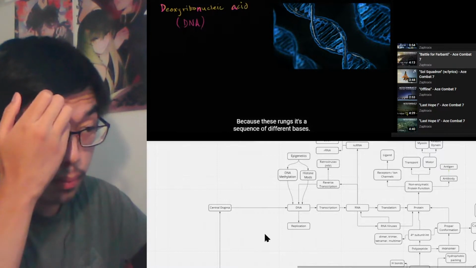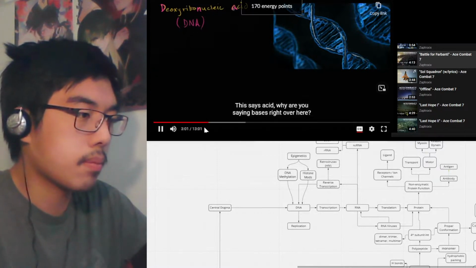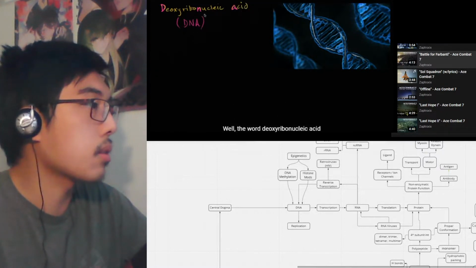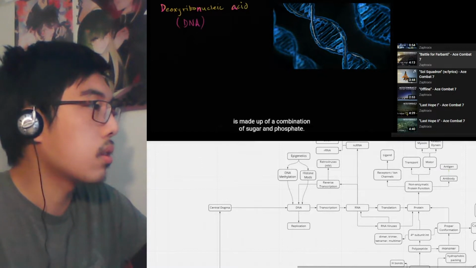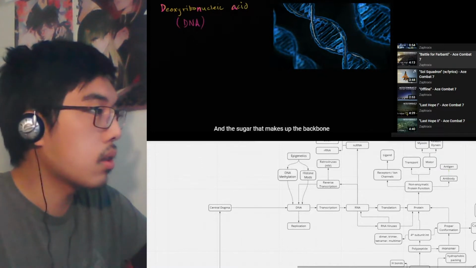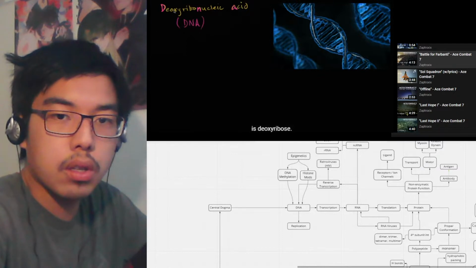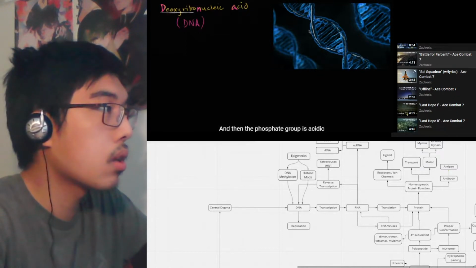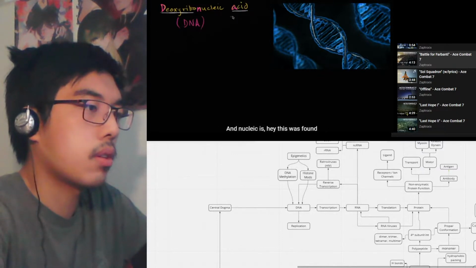Because these rungs, it's a sequence of different bases. When I say bases, wait, this says acid. Why are you saying bases right over here? Well, the word deoxyribonucleic acid comes from the fact that this backbone is made up of a combination of sugar and phosphate. And the sugar that makes up the backbone is deoxyribose, so that's essentially the D in DNA. And then the phosphate group is acidic, and that's where you get the acid part of it. And nucleic acid, this was found in nuclei.